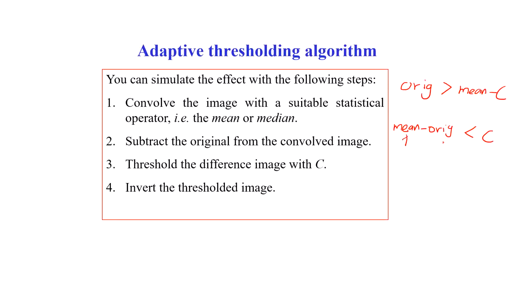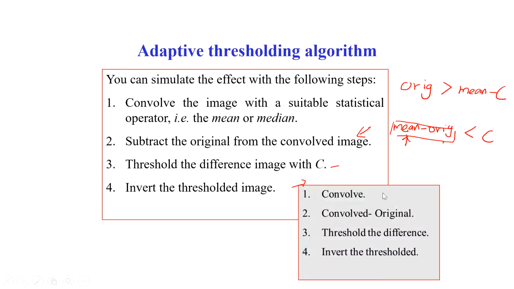So this is the first step: you find the mean, median, and so on. In the second step, you subtract the original from the mean. In this case, you use this formula, and then you threshold that with respect to C. You will find any information that is lower than C. So this actually finds the background instead of the foreground. That is the reason why later on you need to invert the thresholded image in order to determine the foreground area from the image.